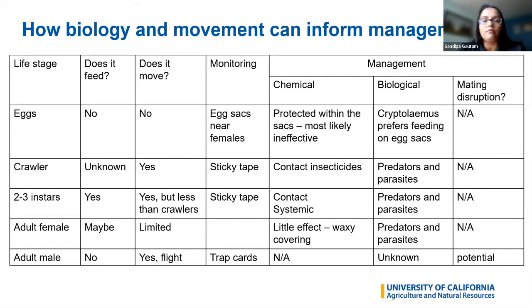When it comes to adult male, they fly, but they don't live for very long. They usually live for at most about 3 days. Their main job is to emerge, find a female, find the third instar and mate. They can be monitored using trap cards. There is a pheromone lure and trap card for monitoring mealybug population. And mating disruption has the potential to be one of the management tools. Until now, there is no mating disruption available for citrus mealybug.